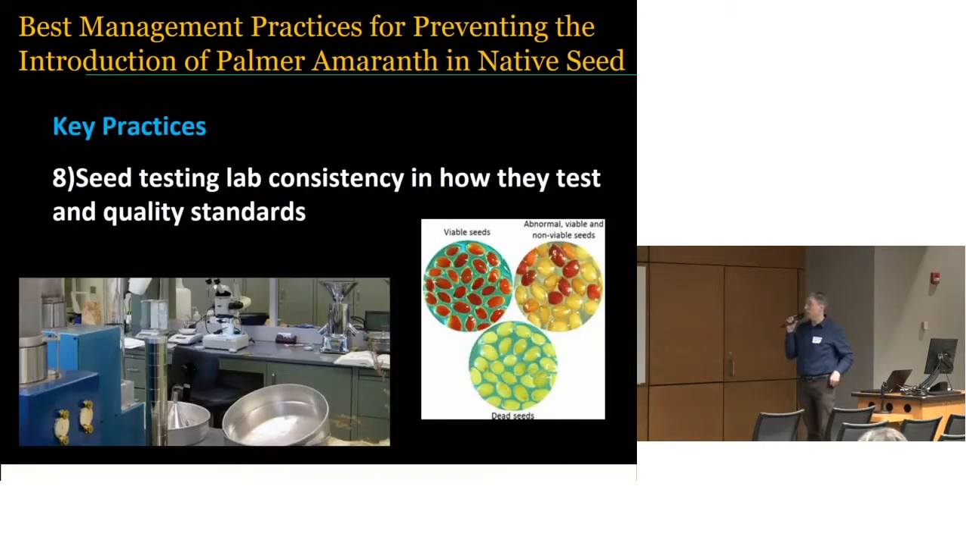And Denise also talked about seed testing and consistency as one other key practice. For native seed, we have about 2,400 species of natives in the state. And the testing of all of them is a little bit different, and so the consistency isn't always there with how seed is being tested. And so that's something that Denise is working on, with consistency between these labs.